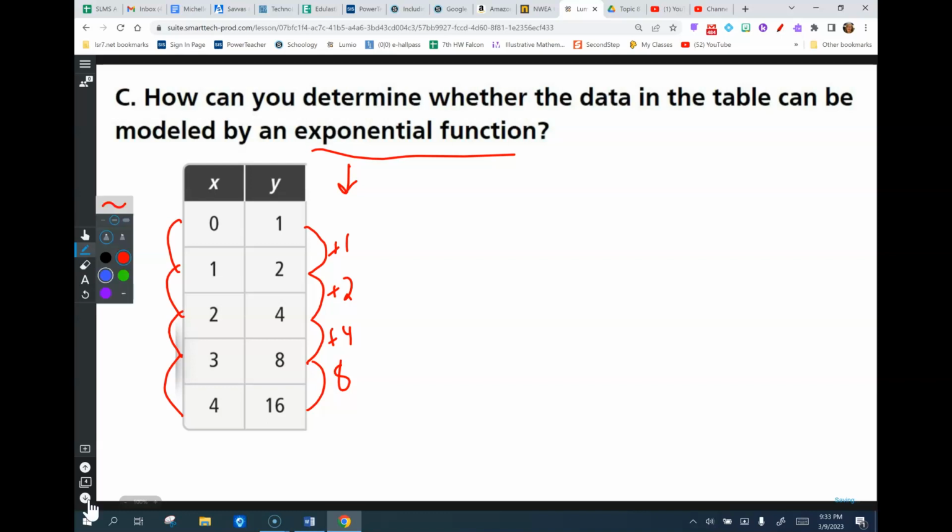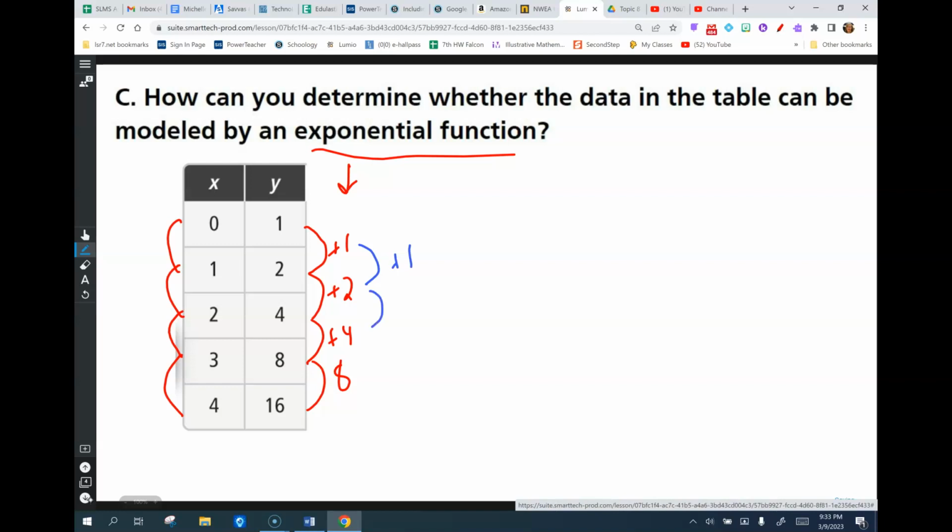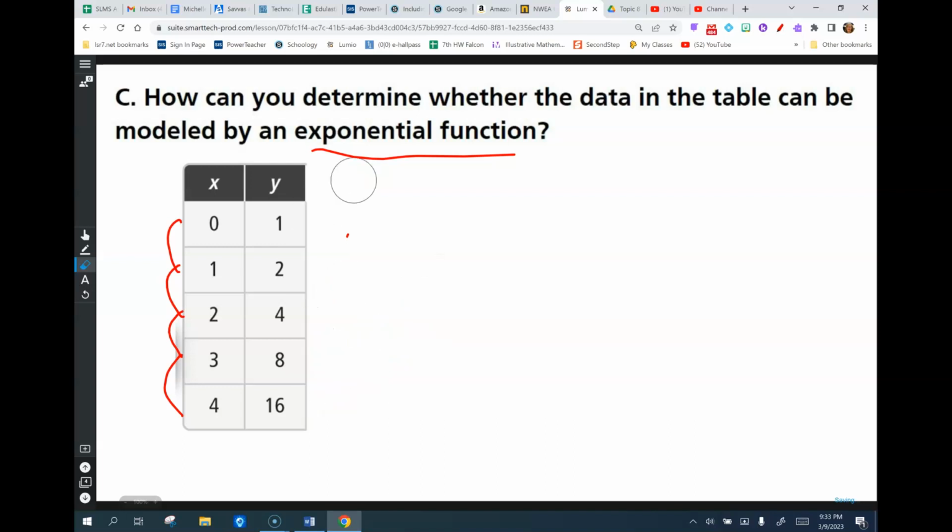And what you can do is you could check to see, is it the same here? Well, that goes up by 1. This goes up by 2. This goes up by 4. So is this the same amount? No, it is not. So this one is neither linear nor quadratic.